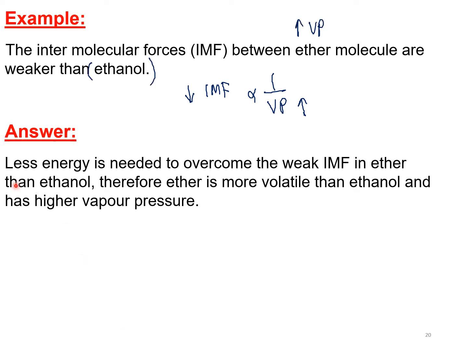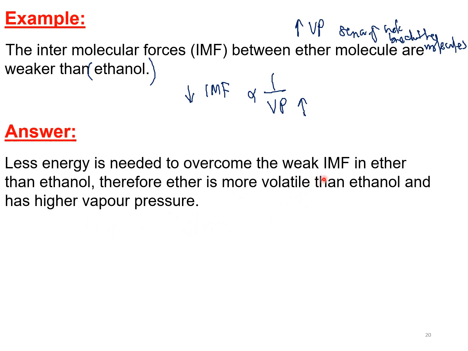Okay, let's see the answer. Yes, less energy is needed to overcome the weak intermolecular forces in ether than in ethanol. Why does it have higher vapor pressure? Because it is easy to break the molecules apart, so it easily becomes vapor, because it has weaker intermolecular forces. Therefore, ether is more volatile than ethanol and has a higher vapor pressure.